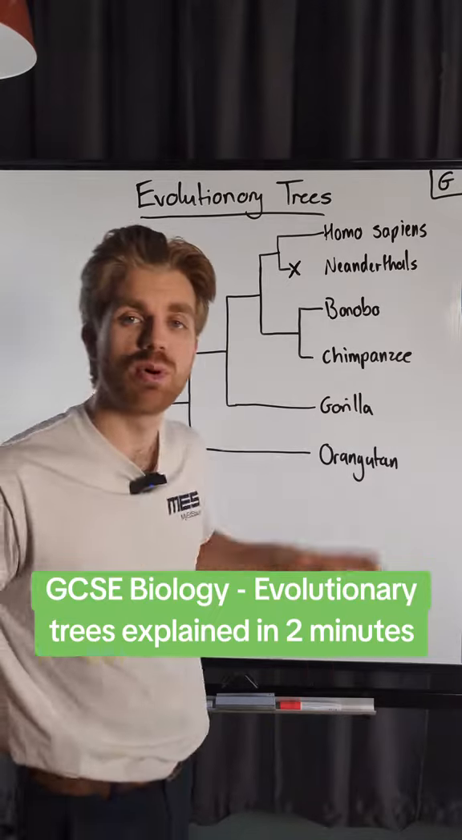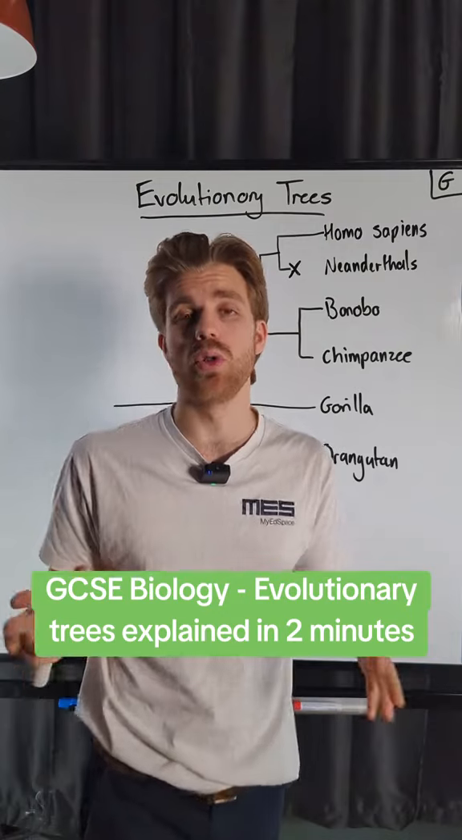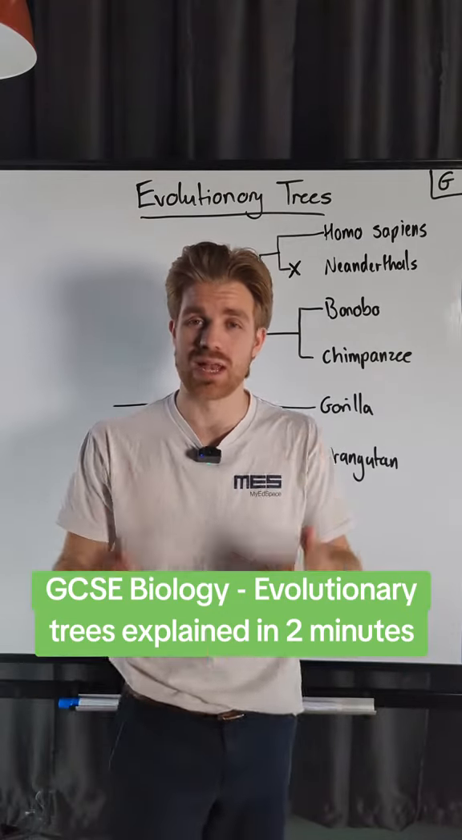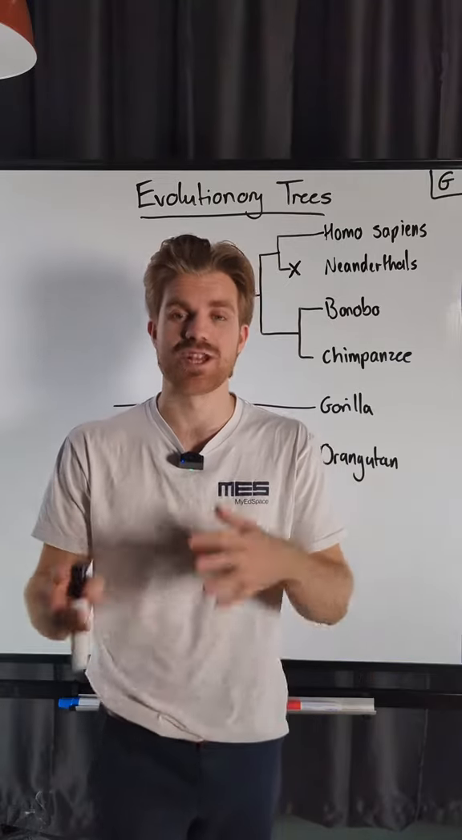This is probably one of the most important diagrams in evolutionary biology, and it really helps us to understand how all life on Earth is related to each other. These are evolutionary trees, sometimes referred to as phylogenetic trees.